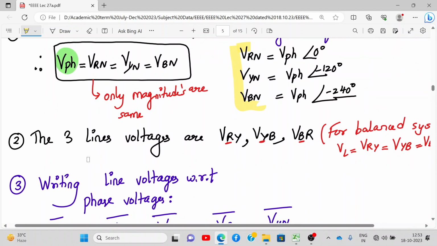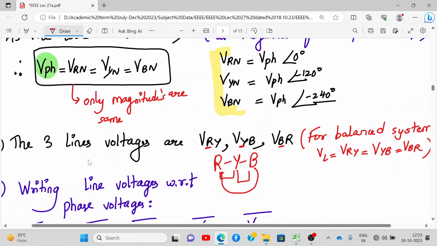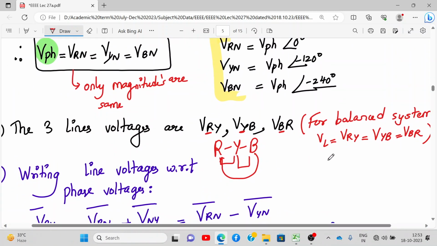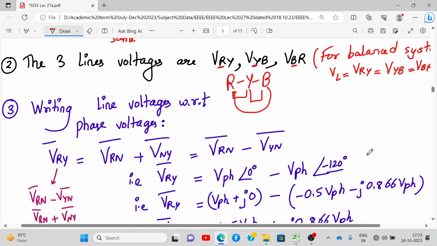VRY. See, again I repeat, R, Y, B. The first voltage is between these two, the second voltage is between Y and B, the third voltage is between B and R. So VRY, VYB, and VBR. For balanced systems, the line voltages VRY, VYB, and VBR are all the same, right? But now we are establishing a relation between line voltage and phase voltage.